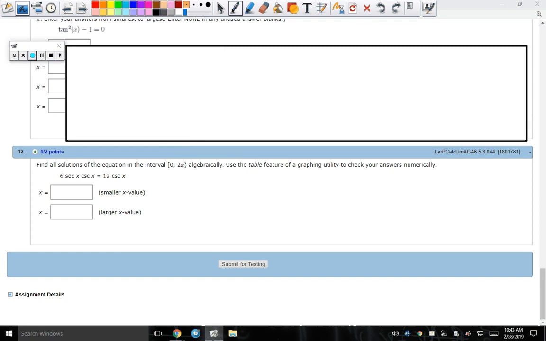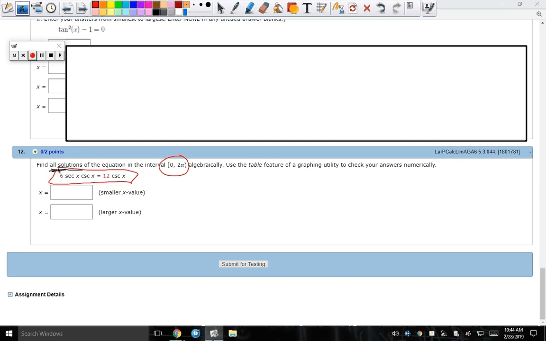Alright, number 12 is saying find all the solutions of the equation, again, from 0 to 2 pi. And we're going to use the table feature of the graph. Yeah, we don't have to do all that. We could do it without the calculator. We're going to go straight to the problem. We're trying to solve for x.